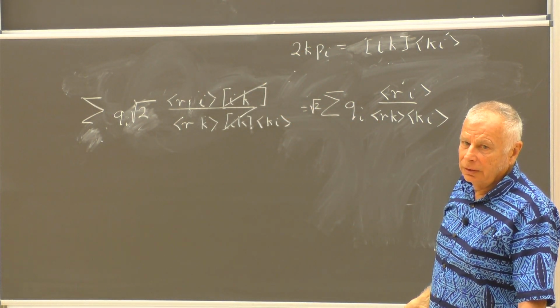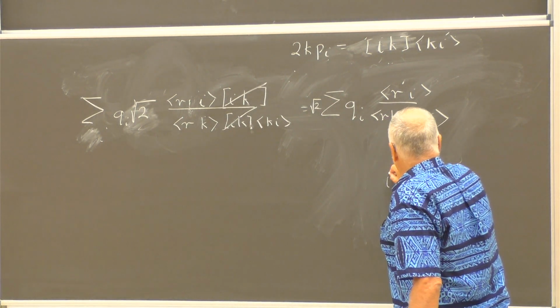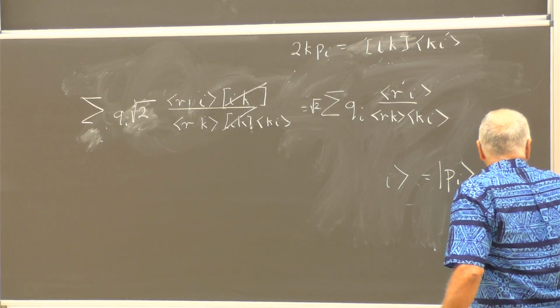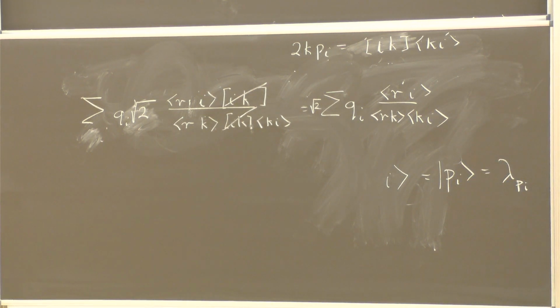What is the spinor I? I is pi, or lambda pi, the spinor associated with the momentum pi. So when I was writing before, the notation was, for example, <1 2> was the same thing as lambda 1 alpha, lambda 2 alpha.